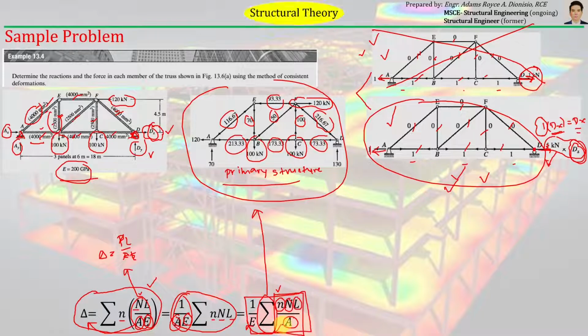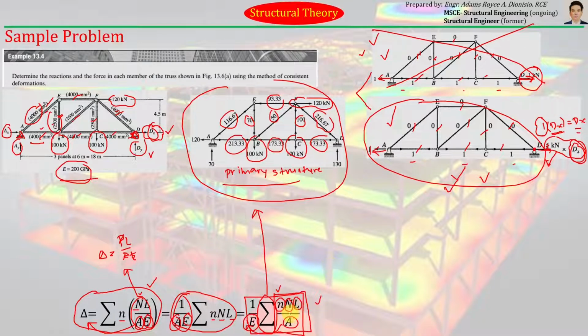We need to have nine of this and then sum them up and then divide the final answer with E, and then that's it. That is already the deflection of the primary structure. And then for the redundant, we will just apply the same formula.